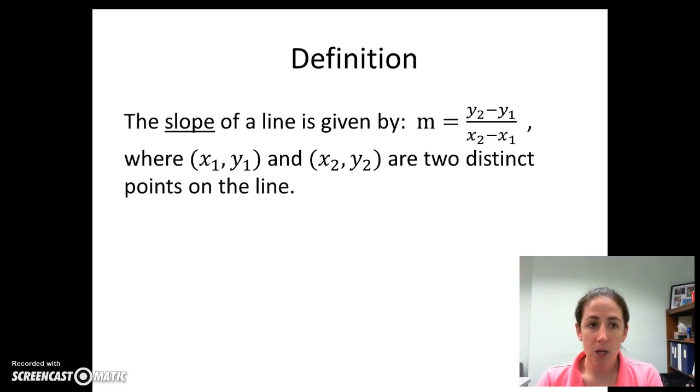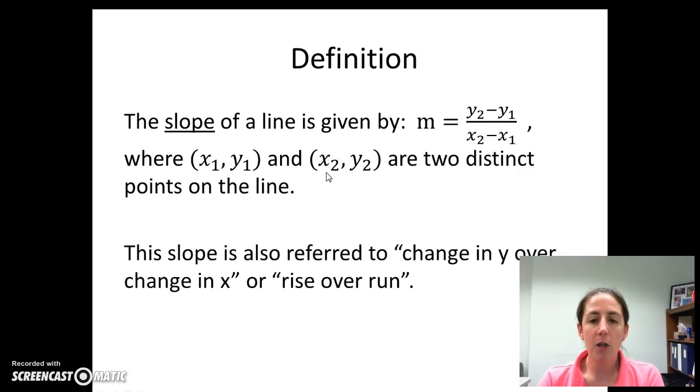Now let's define slope. The slope of a line is given by the equation m equals y2 minus y1 over x2 minus x1, where x1, y1 and x2, y2 are two distinct points on the line. So your slope is the difference of your y's, the y from your second point minus the y from your first point, over the difference of your x's, the x from your second point minus the x from your first point. It does not matter which one you refer to as your first point or your second point, as long as you're consistent. If you start with this y up top, you have to start with this x on the bottom. The slope is usually referred to as the change in y over the change in x, or more commonly rise over run. How much you go up and down over how much you go left and right.